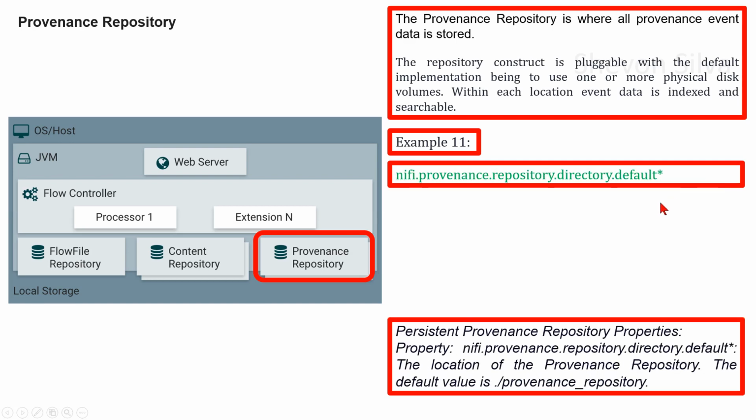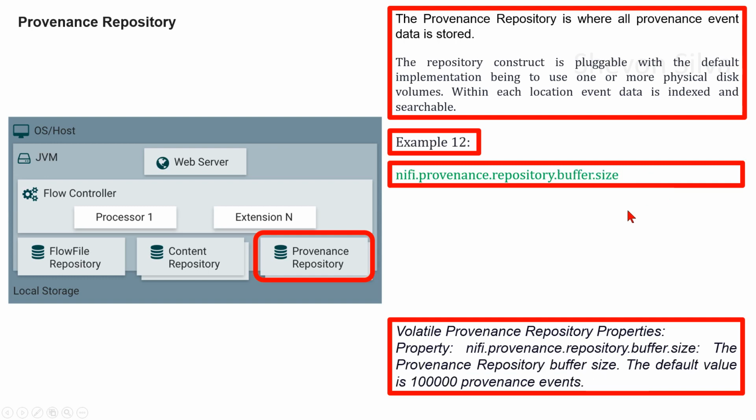Now we are considering persistent Provenance repository properties. The property nifi.provenance.repository.directory.default.* is the location of the Provenance repository. The default value is ./provenance_repository. Note that multiple Provenance repositories can be specified by using the nifi.provenance.repository.directory prefix with unique suffixes and separate paths as values.